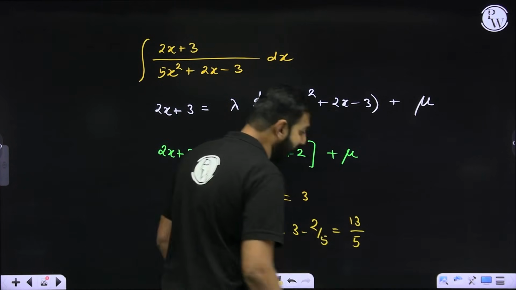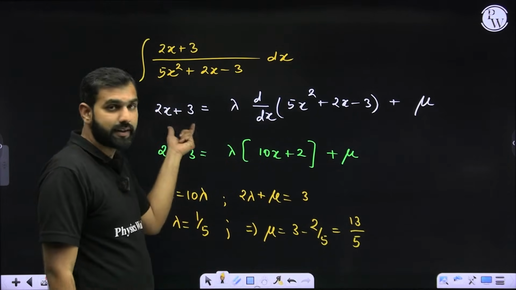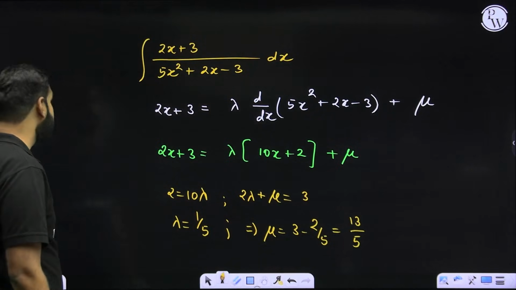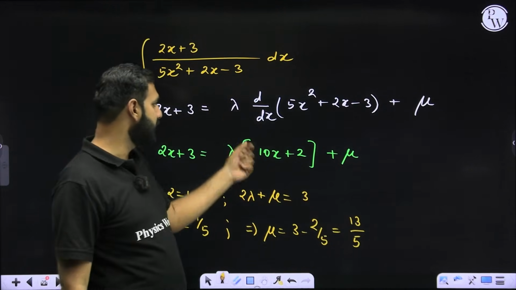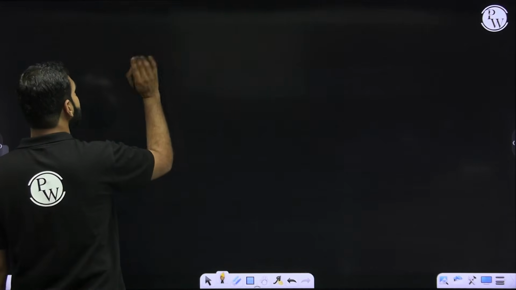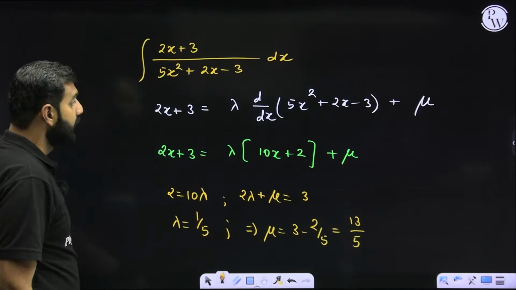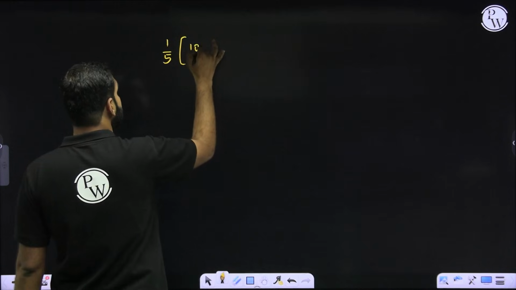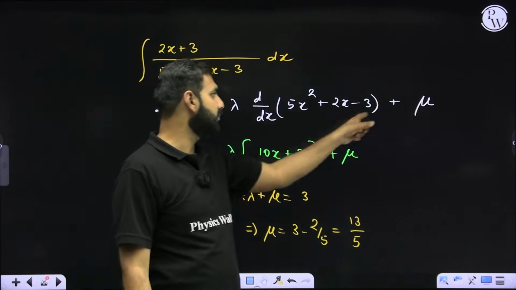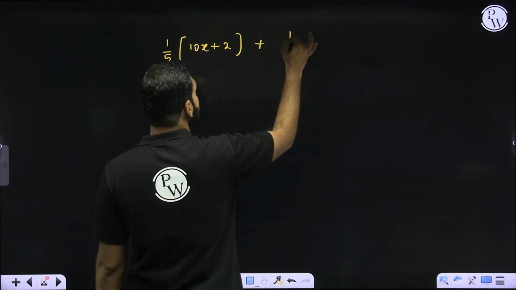Now, once you have cracked lambda and mu, the point I'm trying to make you understand is that this numerator I'll express like this. 2x plus 3 I'll write as lambda times the derivative of this, so lambda times 10x plus 2. Lambda is 1 by 5, so 1 by 5 times 10x plus 2, plus mu. So this is lambda times this plus mu. What is mu? Mu is clearly 13 by 5. I hope there is no confusion on that.